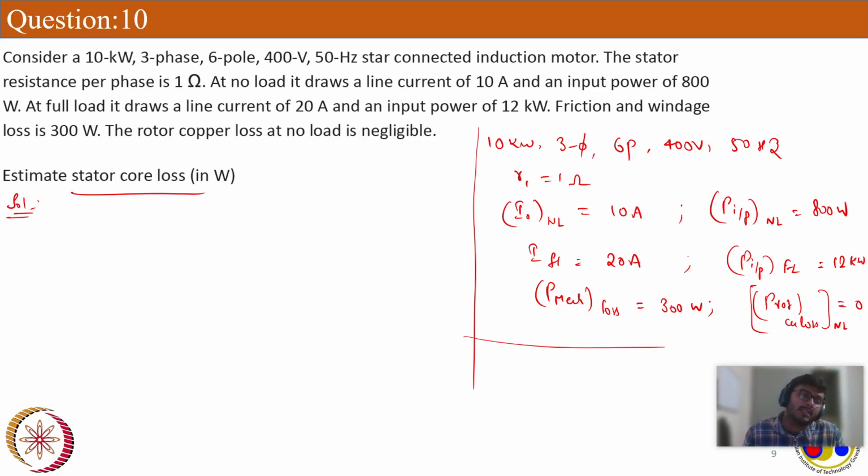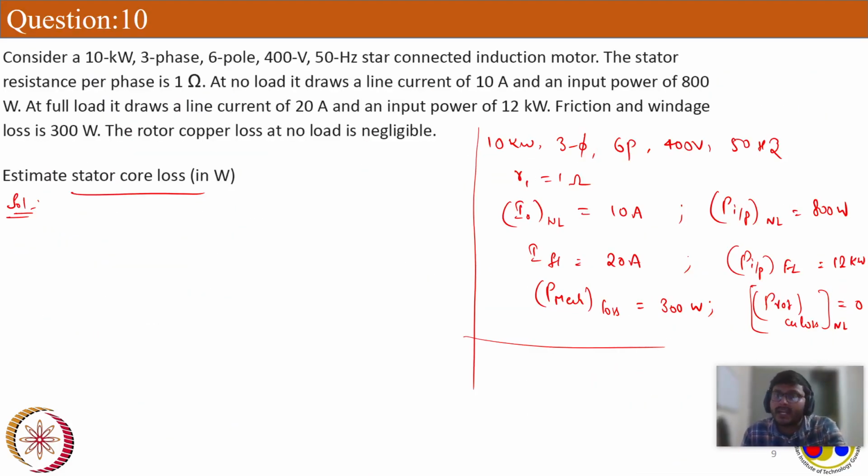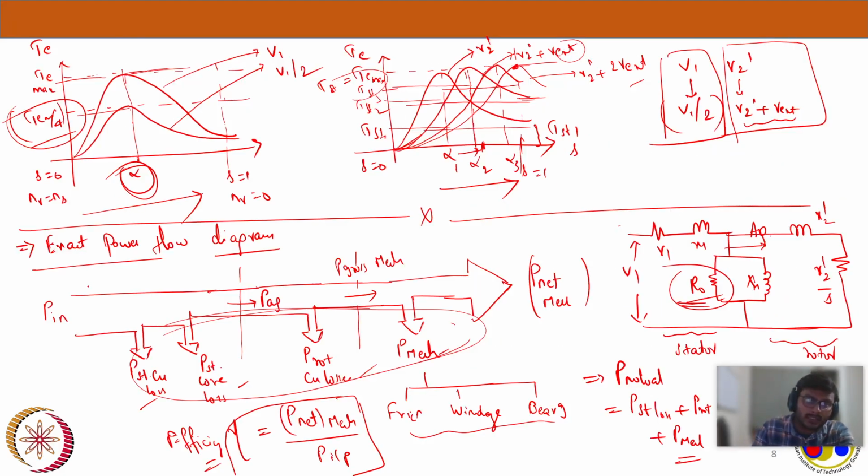Okay. What is stator core loss? Like we have discussed in the power flow. Is it 800 watts? No, no, no. 800 is the total input power, right? At no load. So this total input power at no load is equal to 800 watts. This no load power has to supply the stator copper loss, the stator core loss, the rotor copper loss and the mechanical losses. So all the losses it needs to contribute, right?